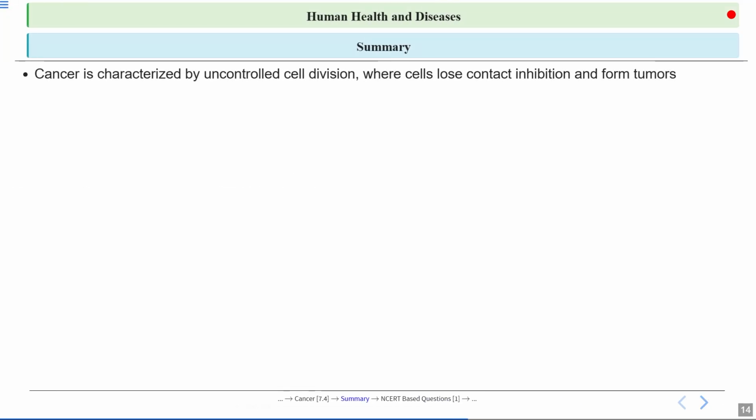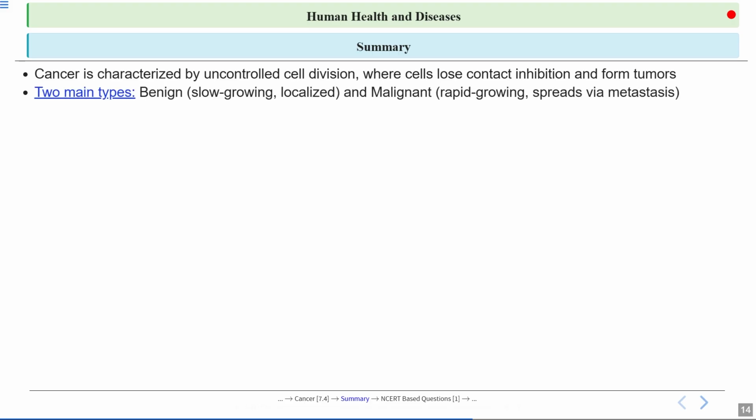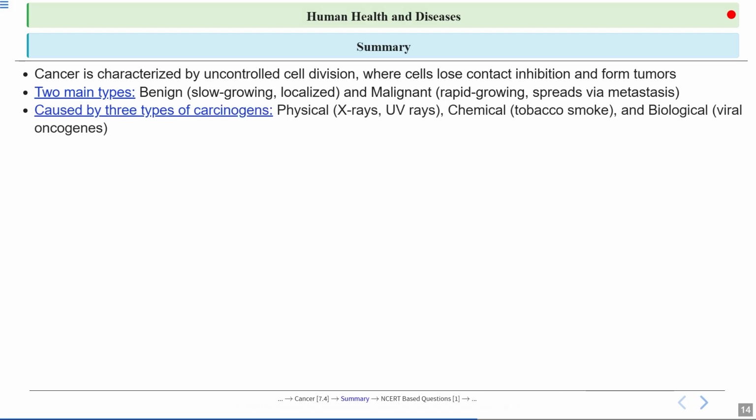Let's summarize this topic, cancer. So we've discussed cancer. It is a disease where cells begin to divide uncontrollably. There are two main types of cancer, benign and malignant cancer. Benign tumors grow slowly, they stay in one place like a harmless lump, while malignant tumors grow quickly and can spread to other parts of the body through a process called metastasis.